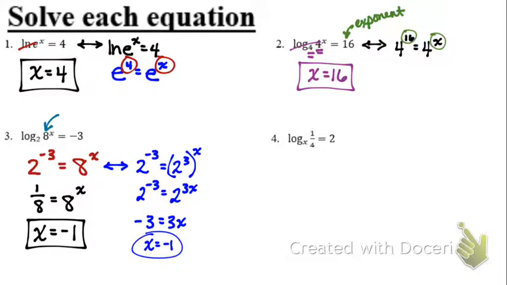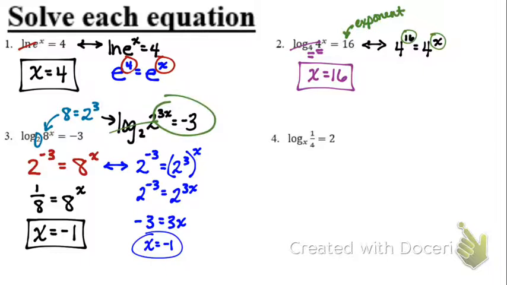You could have also looked at this right here and said, oh, well, my base is 2. 8 is 2 to the 3rd power. We could have looked at it right there and done that replacement. Log base 2 of 2 to the 3x equals -3, and then picked it up right there. Different ways of going about solving the same problem, all using properties of logs and exponents.